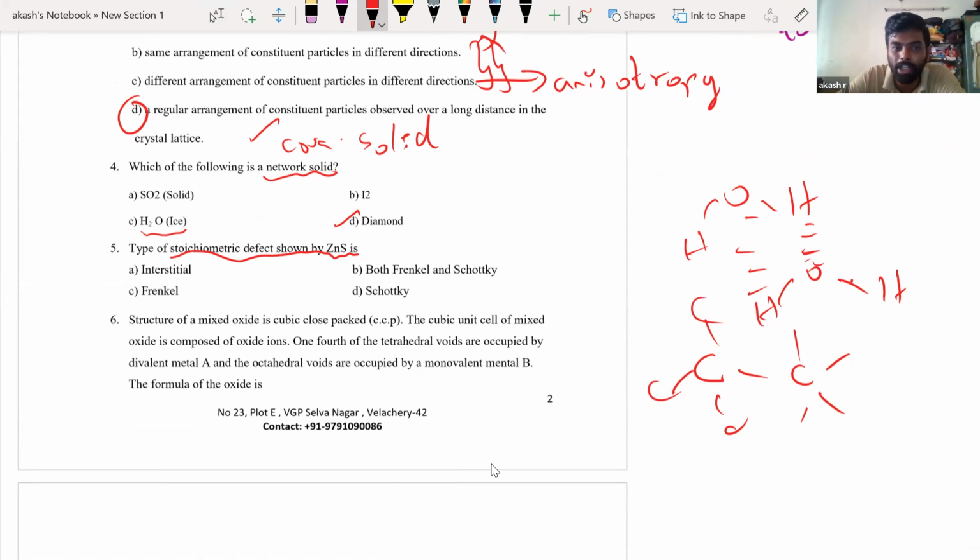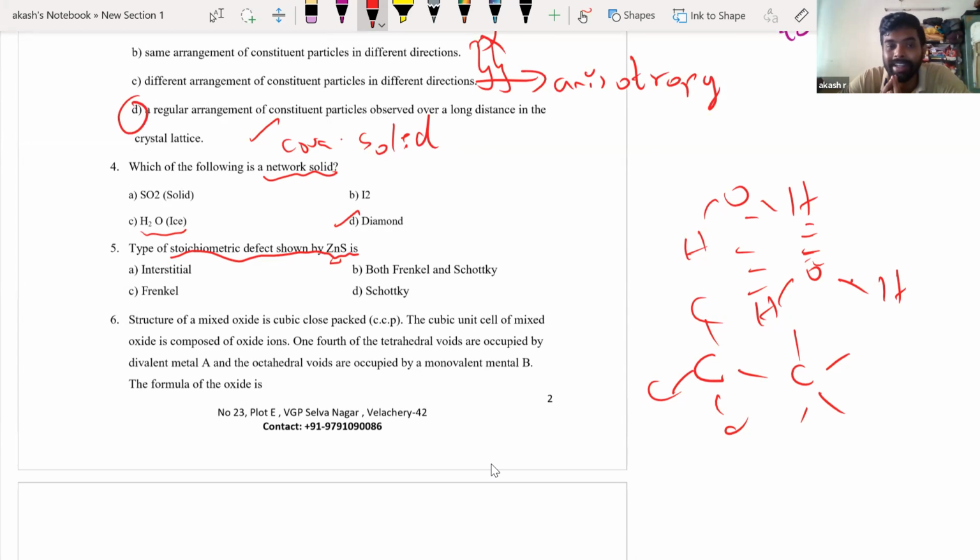Okay, so now all you have to understand is ZnS. For everything, you will have some examples. The first thing is you have to understand what the defect is. What do you mean by Frenkel defect? What do you mean by Schottky defect? What do you mean by metal excess? What do you mean by interstitial? All these things you have to understand first. Once you understand that, obviously you have to understand what the examples are for each and every type of defect.